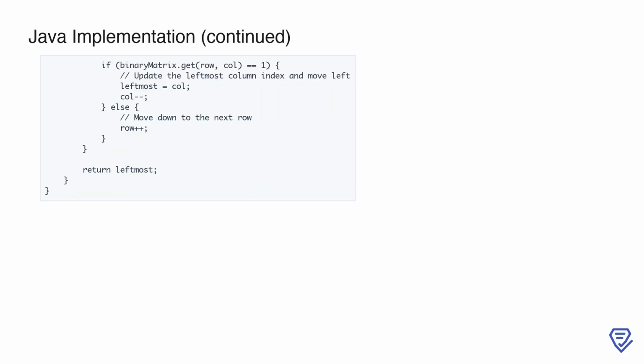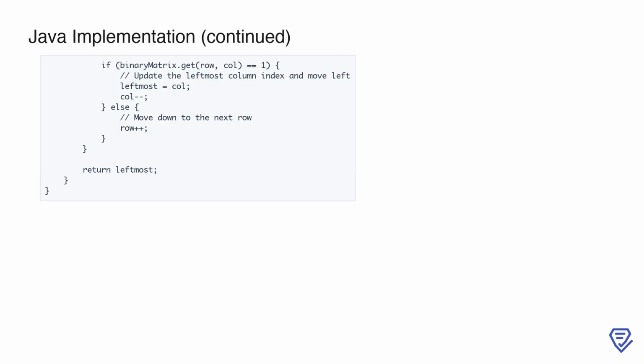Inside the traversal loop, we check the value of the current cell at the position defined by row and col. If the value is 1, it means we have found a potential leftmost column containing a 1. In this case, we update the leftmost variable to the current column index and move one step to the left by decrementing col. If the value is not 1, we move down to the next row by incrementing row. This approach ensures that we explore all potential positions efficiently without revisiting any cells.